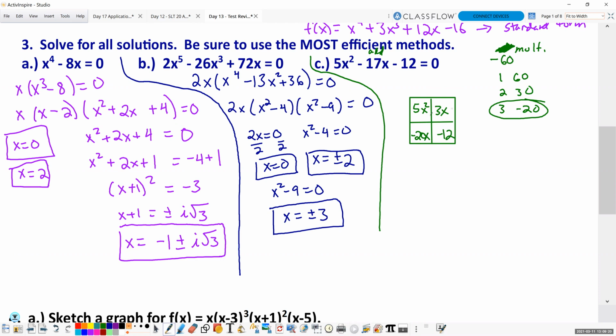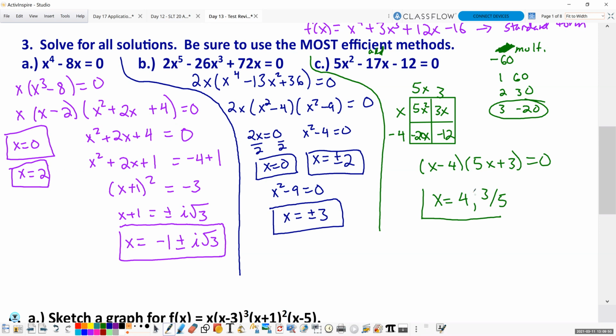I'm going to work with this 3x first. I know the 3 can't go on the side here because of the 5, but this could be an x and this could be a 3. Well, if this is x and this is 5x squared, up top needs to be 5x. If this is negative 20, then this is going to need to be a negative 4. And sure enough, negative 4 times 3 is negative 12. So I see my factors are x minus 4, 5x plus 3, which gives me two solutions of 4 and negative 3/5.